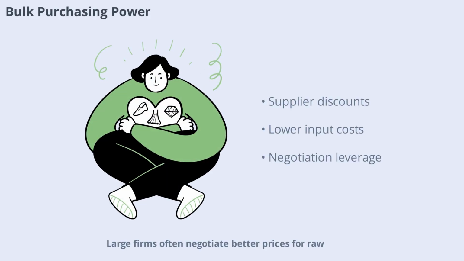Large firms often negotiate better prices for raw materials and services due to their purchasing power. Suppliers are willing to offer discounts for large orders, which further reduces production costs. This advantage is a key reason why scale matters in competitive industries.